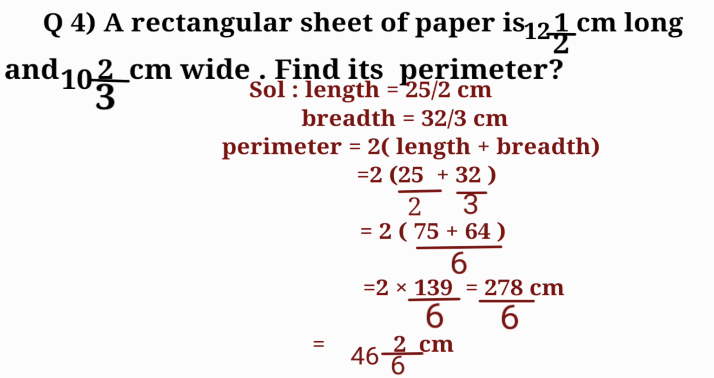So you have to put the length value and the breadth value, that is 2 into (25 upon 2 plus 32 upon 3). Now you just solve the bracket first. As the rule, according to BODMAS, we always have to solve the bracket first. Your calculation becomes very easy if you solve your bracket. Let's take an LCM first of all, because denominators are different. LCM of 2 and 3 will be 6.